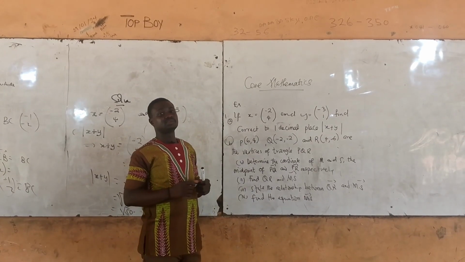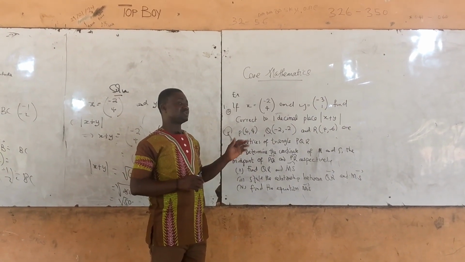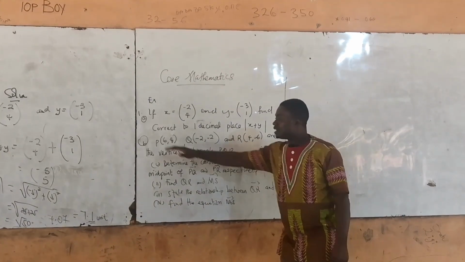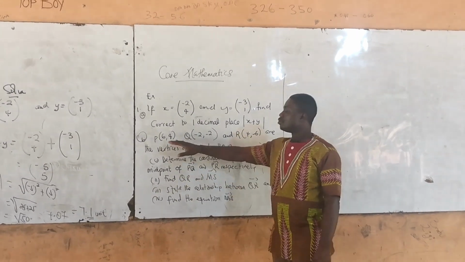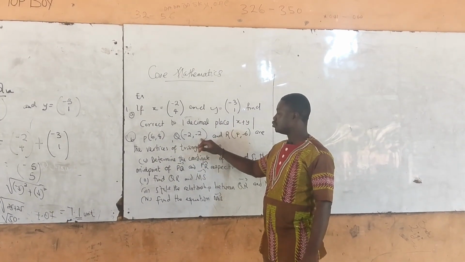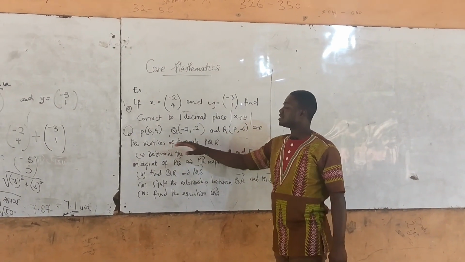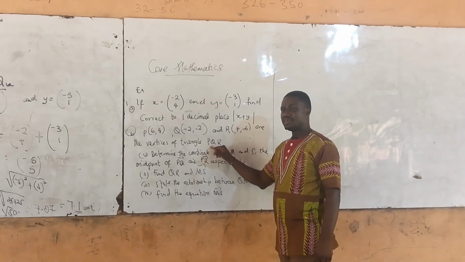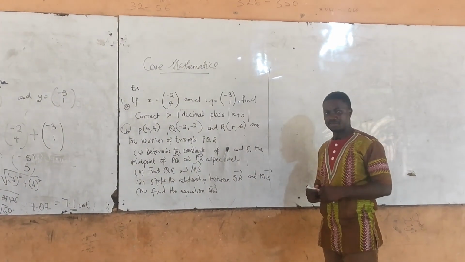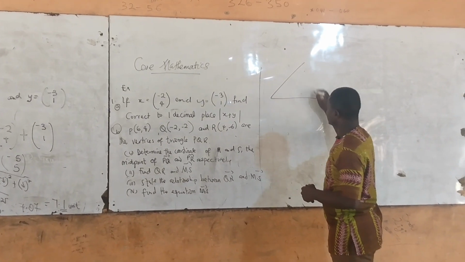Now let's move on to the second part. Now the second part of the question says that P (6, 4), Q (-2, -2), and R (4, -6) are the vertices of a triangle named PQR. Before you proceed, you need to draw the triangle and find out what they are really talking about.